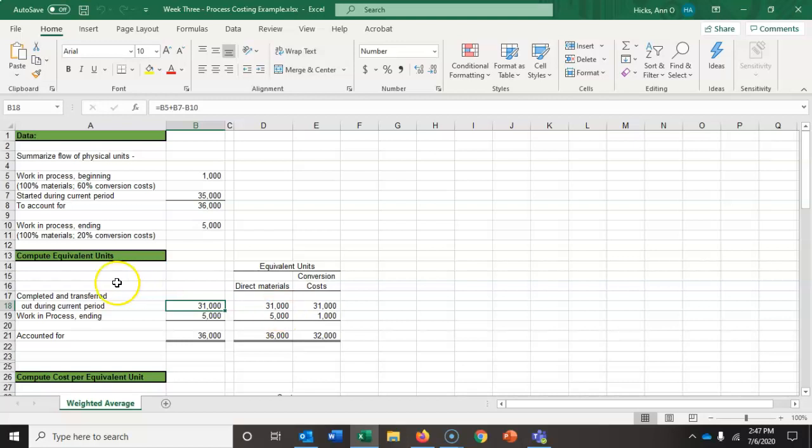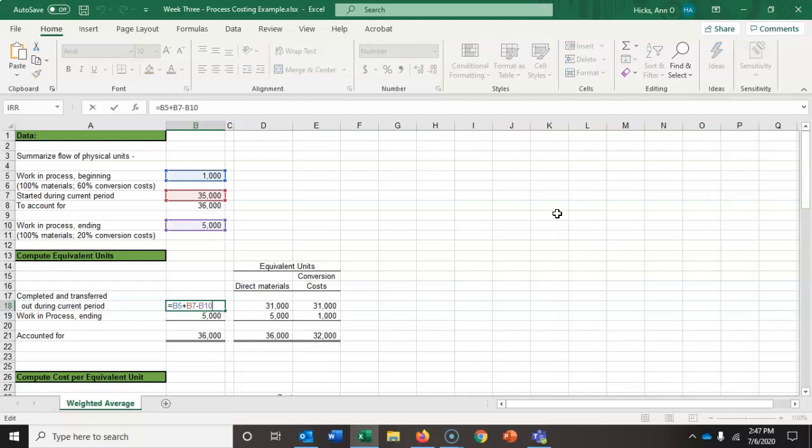or conversion costs. So first thing we know is that we completed and transferred out during the current period 31,000 units. How do I know that? Well, I walked through this calculation. I took our 1,000 units in beginning WIP and added to that the number of units that we started, the 35,000. Then that gave us the 36,000 units.